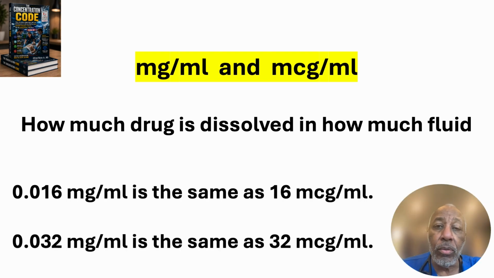A bag labeled 0.016 milligrams per milliliter is the same as 16 micrograms per milliliter. A bag labeled 0.032 milligrams per milliliter is the same as 32 micrograms per milliliter. You'll use this conversion constantly, and after a while, it'll become automatic.